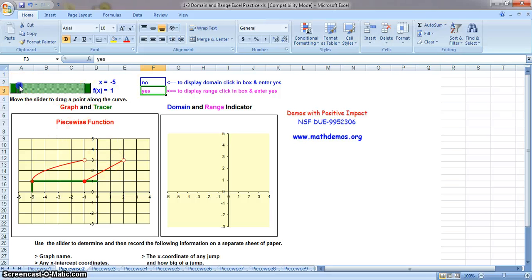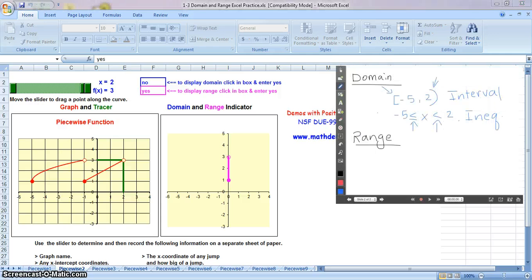So let's drag this and see what my range would be. As you can see, it's from 1 up till 3, and to write that in interval notation, it would be 1 up till 3, and 3 is not included. In inequality, this is what you write. It means that y is between 1, which is included, and 3, which is not included in your range.